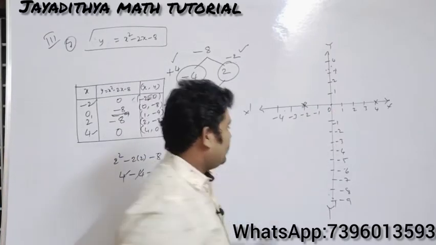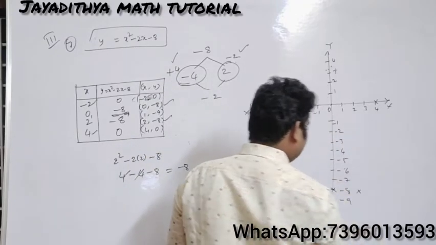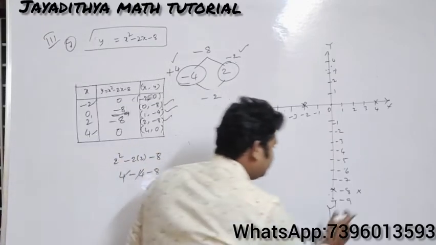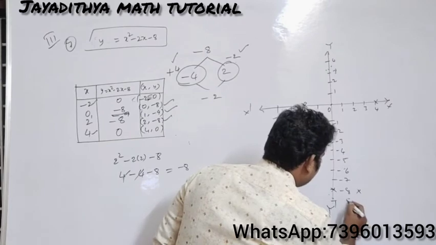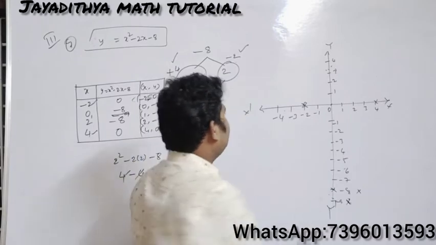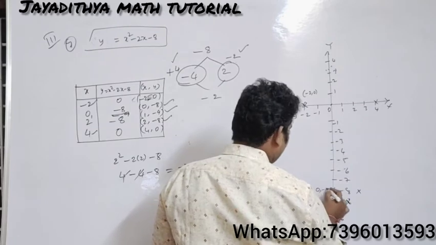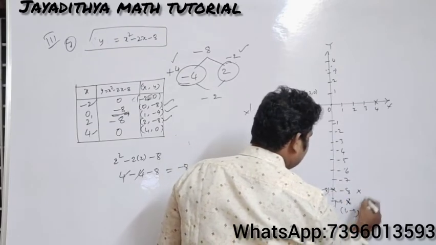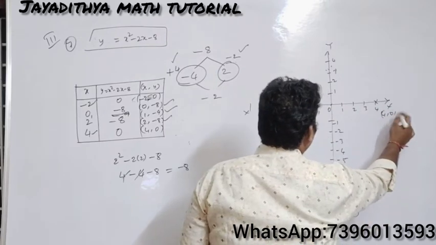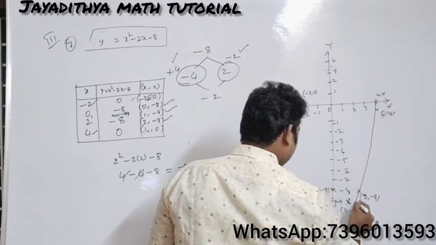On the x axis 0 and the y axis minus 8, this is 0 comma minus 8. And also here you will get the other one, that is 2 comma minus 8. And you have one more, that is 1 comma minus 9. So it will be here now. Write the coordinates. This is minus 2 comma 0, and this is 0 comma minus 8. This is 1 comma minus 9. This is 2 comma minus 8, and this one is 4 comma 0. After writing all the coordinates, join these points.